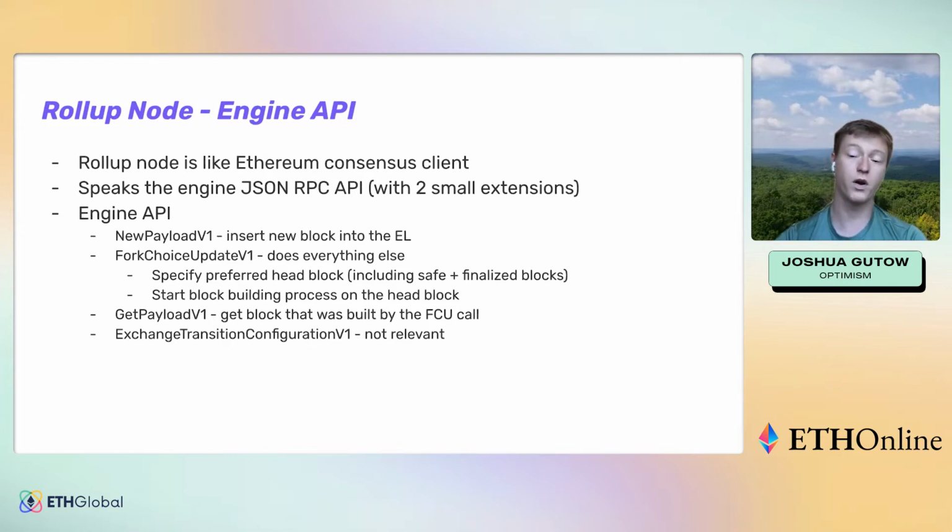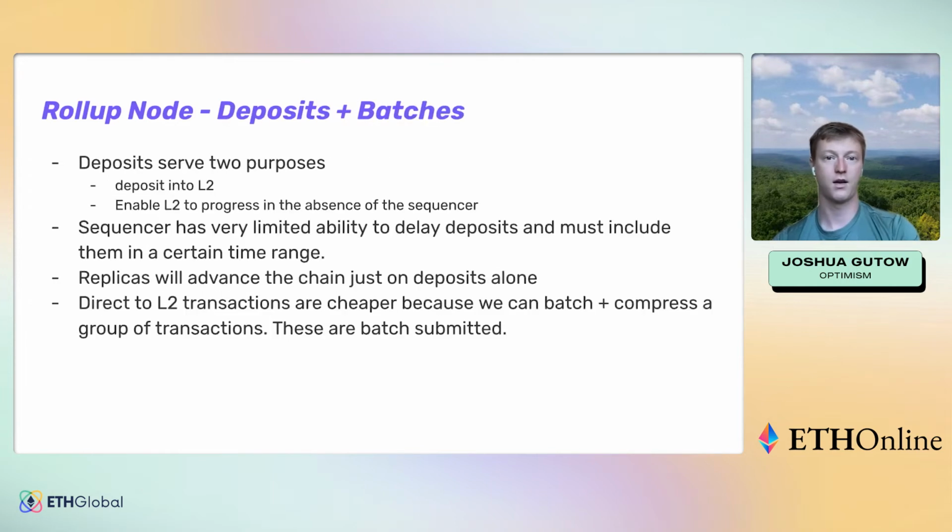And then eventually, we only have one rollup node right now, but it wouldn't be that hard to create a new rollup node that spoke this API and worked with any execution engine. So, deposits and batches.